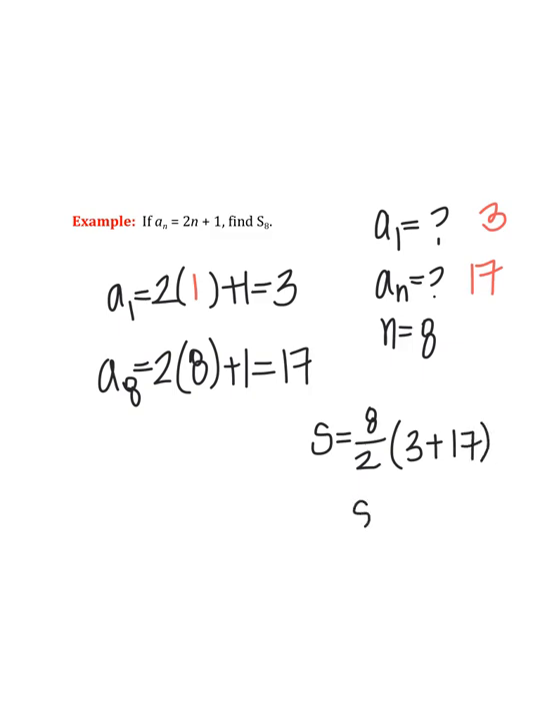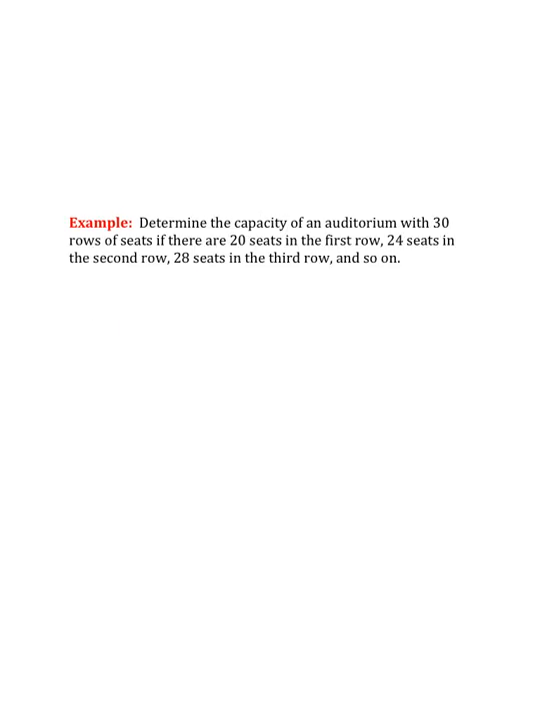Okay, so when I put this all in my calculator, then I'm going to get 40. So the first 8 terms of this sequence add up to 40. All right, guys, we are kind of in the home stretch. I'm going to do a word problem here, and then I'm going to teach you about summation notation.